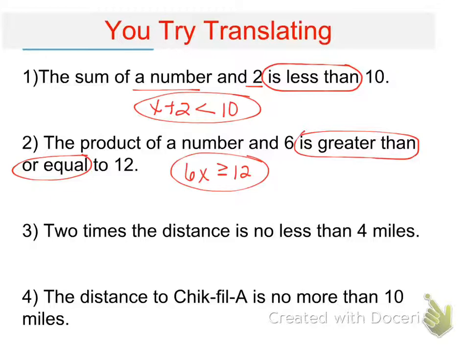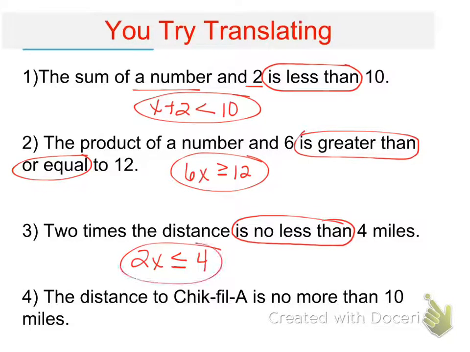Okay? Let's look at the next one. 2 times the distance. So that's 2x is no less than. Okay, this is the one most people will make a mistake on. If it's no less than it, could it be equal to it? Yes. And if it's not less than it, it's either equal to it or it is greater than. The one that doesn't make an L. So it looks like that. And then what's the number? 4. 2x is less than or equal to 4. Okay?